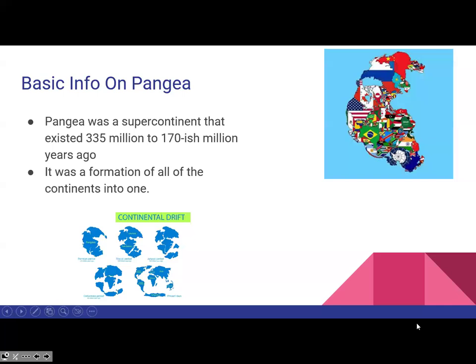Well, we could start with the basic info on Pangea. Pangea was a supercontinent that existed 335 million to 770-ish million years ago. The timing of it is not exact because it's in the millions, so it's kind of hard. And as I said earlier, it is the combination of all of the continents around the world into one.